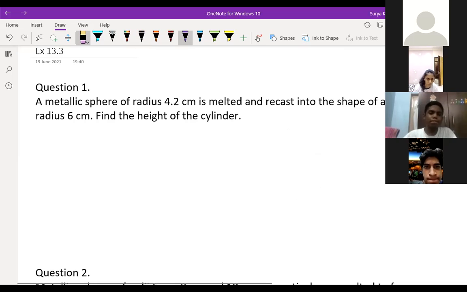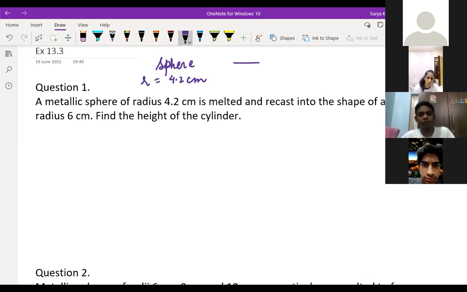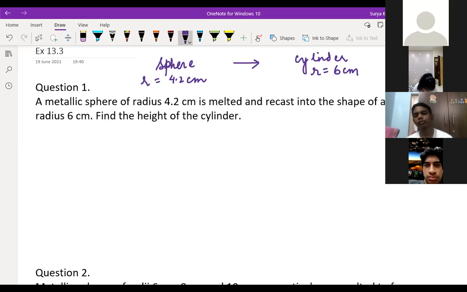See in this question what they have given, try to understand. A metallic sphere of radius 4.2 centimeter is melted. You are going to melt that sphere and recast it into a cylinder of radius 6 centimeter. So only one sphere is there and one cylinder also. Find the height of the cylinder. This is very easy, children.